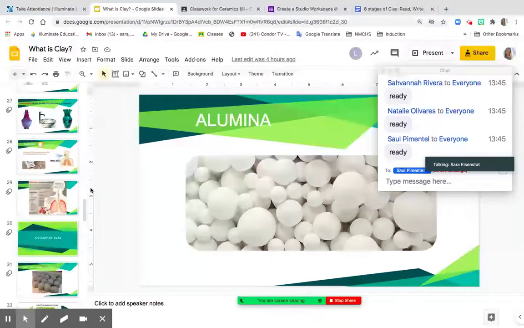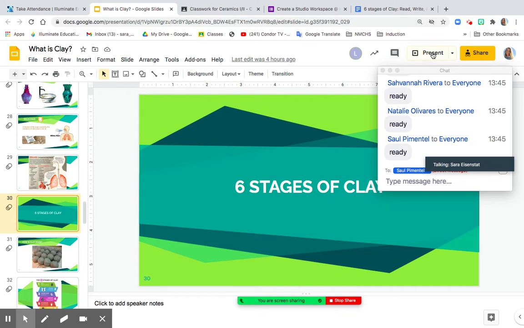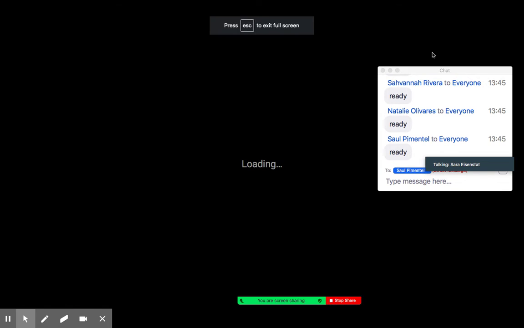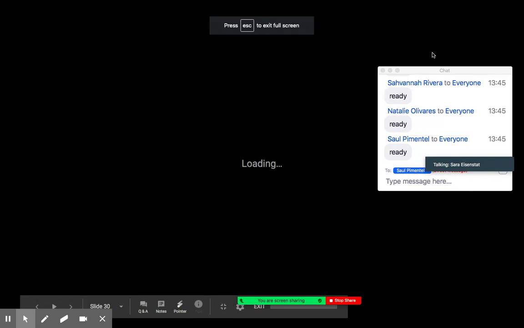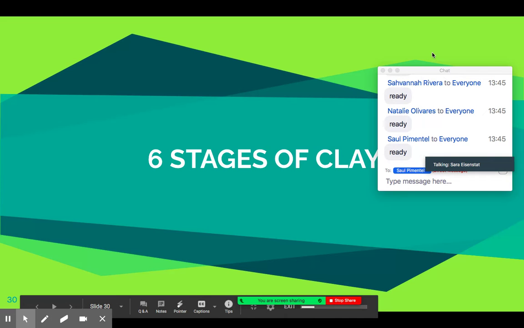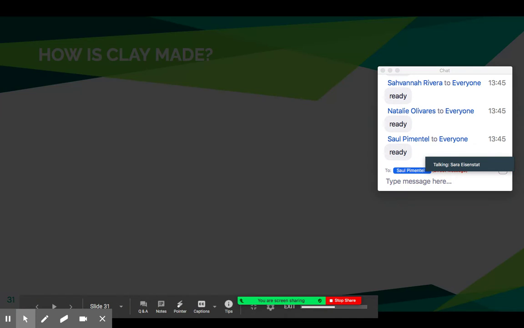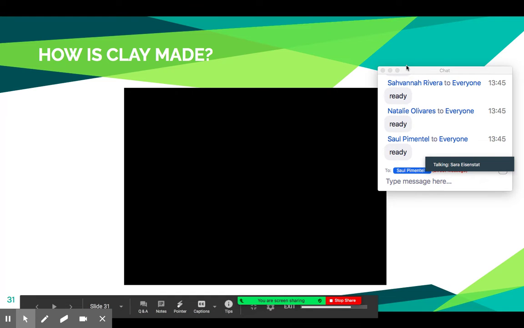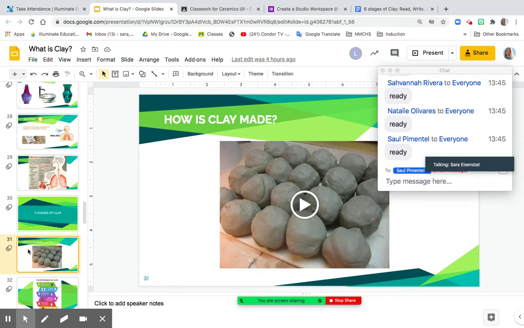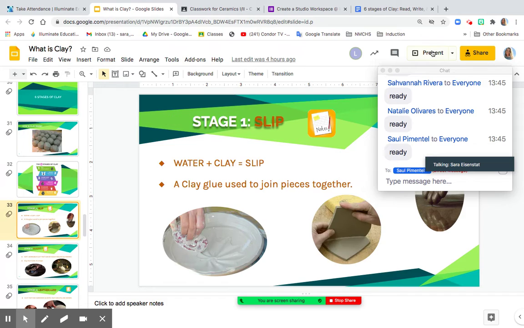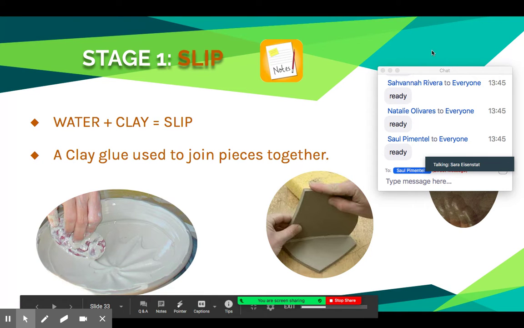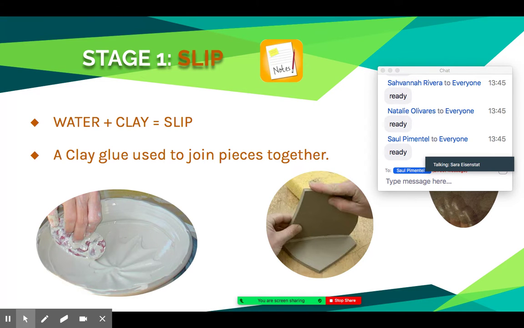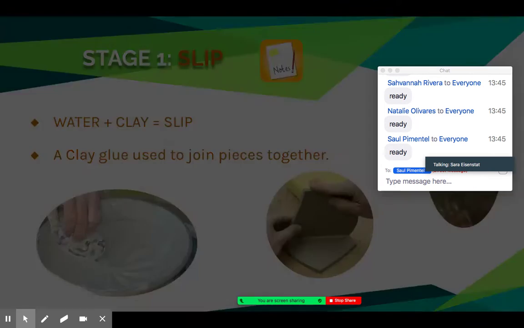All right, so we talked about the 6 stages of clay, and each stage, the clay has different qualities. So I want to look at those again briefly and go over those. I'm not watching that video again, but just reviewing the stages independently of one another. So stage 1, we're going to make this today. Slip, a ceramic glue that is a mixture of clay and water. It's about a 50-50 ratio, and we use it to join 2 or more pieces of clay together.